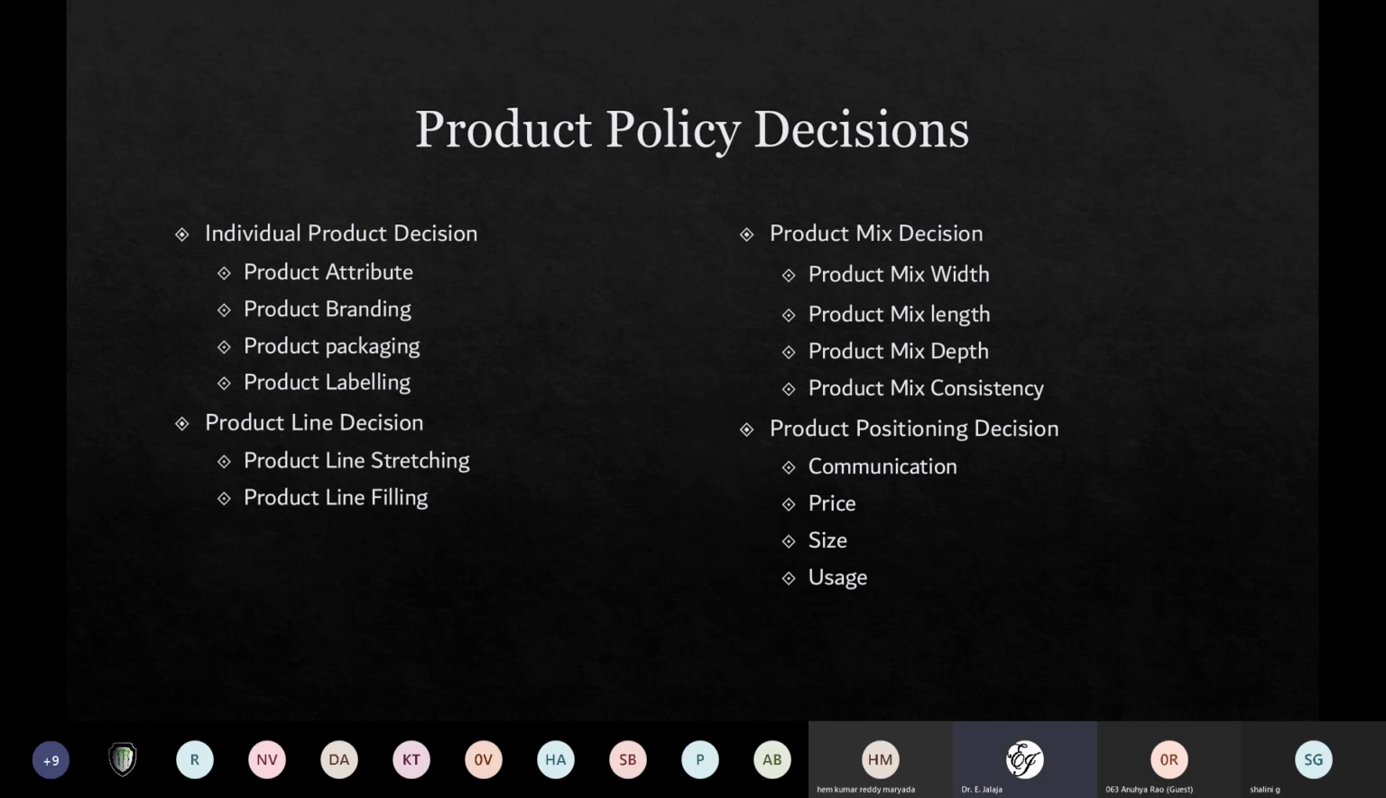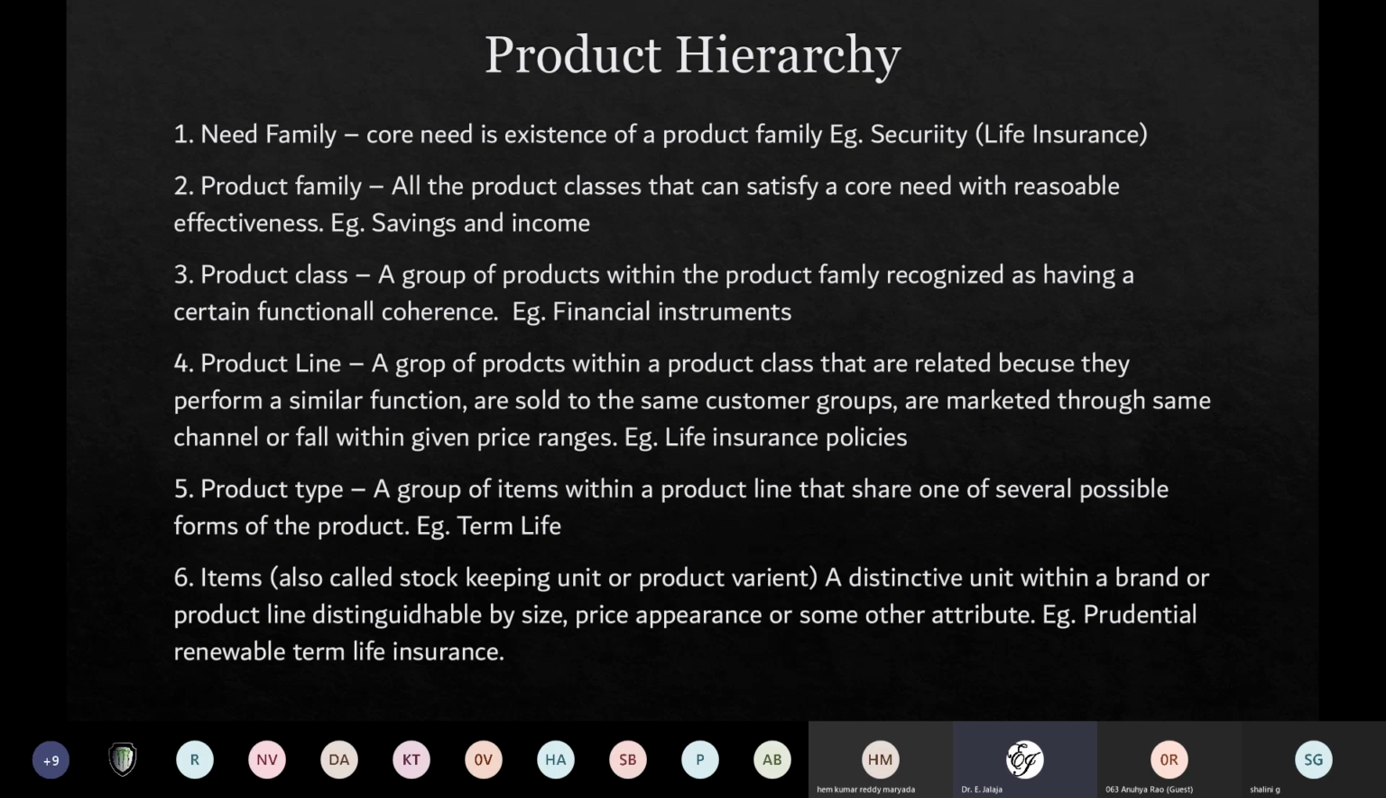How you communicate, what must be the price of your product, what is the size, right? In which variants you want to release, and who is going to use it, how they are going to use it, usage. These are all the decisions you are going to make. So we call them product policy decisions, because based on all these things, you will enter into the market. You're projecting, you're positioning your product. You're creating some image for your product because of all these decisions. That is the reason product policy decisions are important, right?